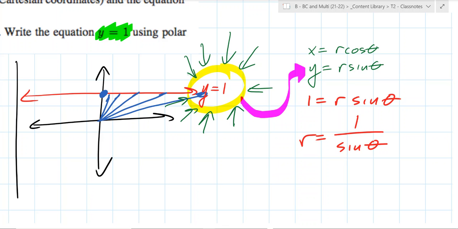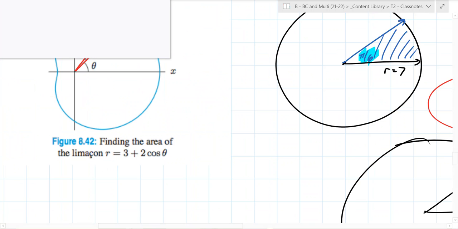So if you're ever lost, please remember x is equal to r cosine theta, and y is equal to r sine theta.